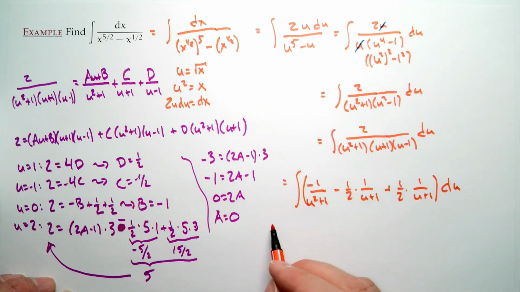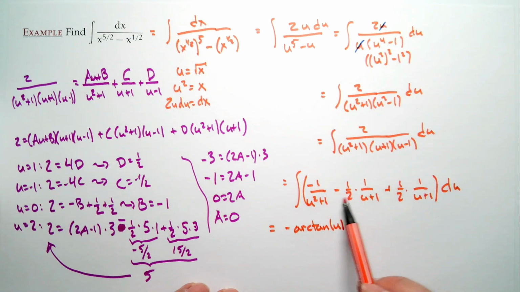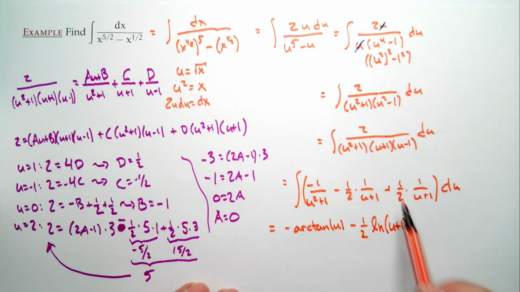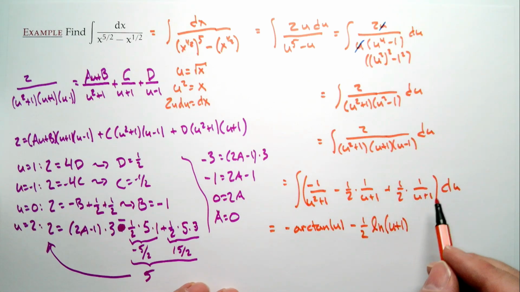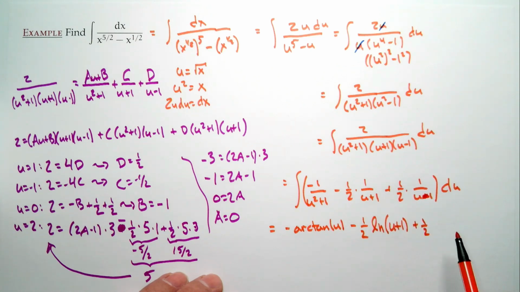And we go through term by term. The integral of minus 1 over u squared plus 1? Arctangent. So minus arctangent of u. Integral of negative a half times 1 over u plus 1? Now there's a negative a half. Natural log. U plus 1. Integral of a half times 1 over u plus, whoop. That's supposed to be a minus. There we go. That's a very thick minus sign. Plus a half. And the integral of that is the natural log of u minus 1.